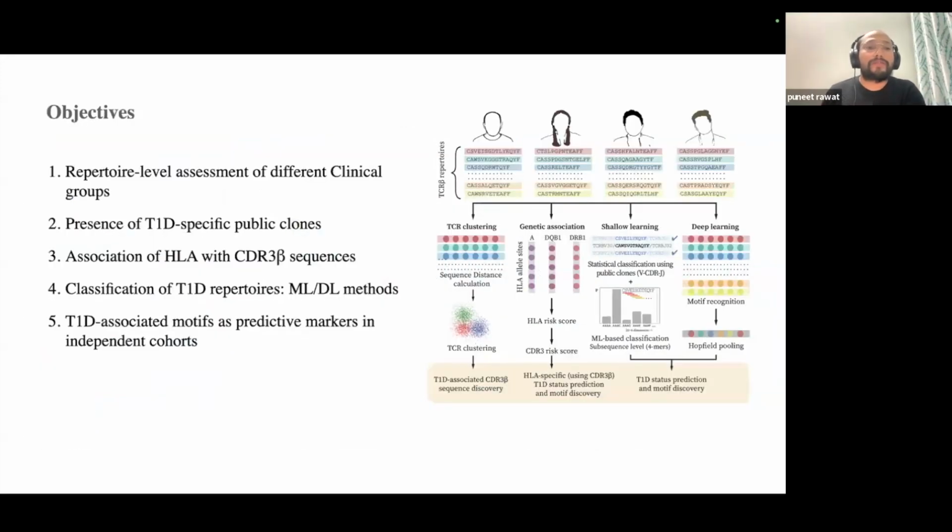Based on that, we defined our 5 main objectives. So we went step by step. First, we looked into the repertoire level differences between different clinical groups. Then we went on to figure out if there are public clones that are T1D specific, and to also see how the HLA actually changes your TCR repertoires. Then we used different classification models using machine learning and deep learning, without using any HLA information, to find the T1D specific markers. And then we also validated our results on some independent cohorts.